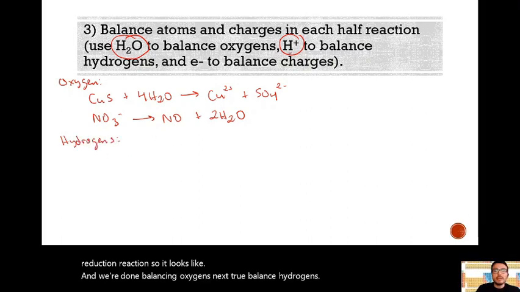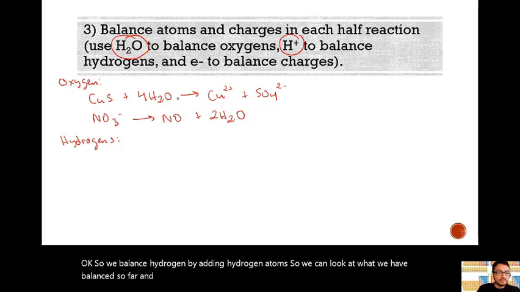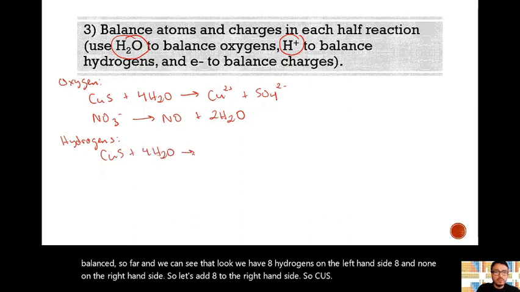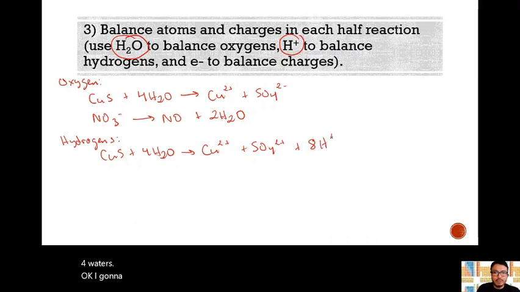Okay, so we balance hydrogens by adding hydrogen ions. So we can just look at what we have balanced so far, and we can see that, look, we have 8 hydrogens on the left-hand side, and none on the right-hand side. So let's add 8 to the right-hand side. So CuS, 4 waters, okay, and we're going to add 8 hydrogen ions right here. So that's the new part.